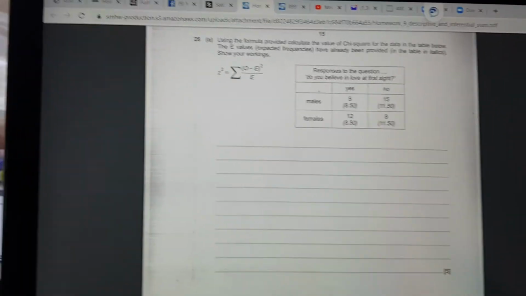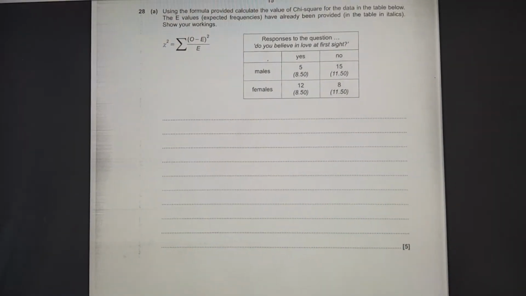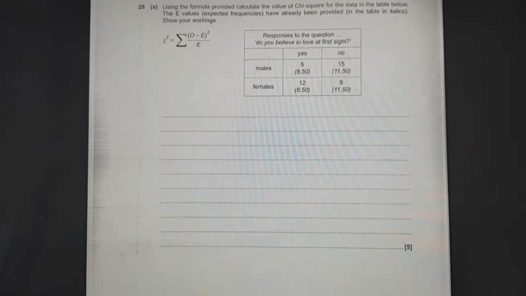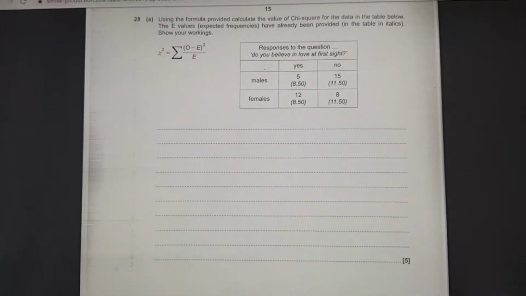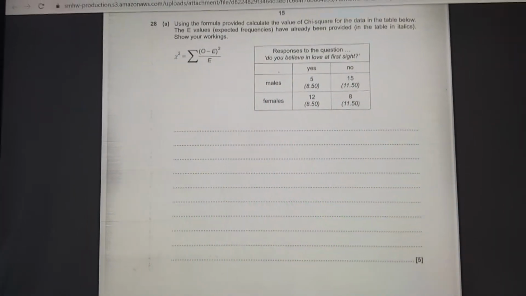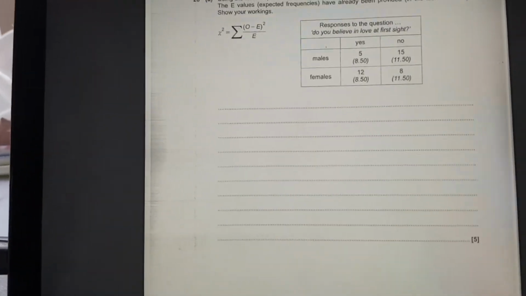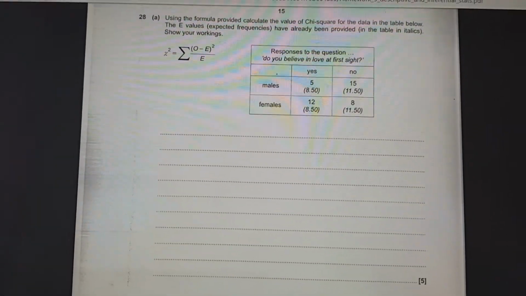And then 28A, this is where people are probably going to get stuck, and it's asking you to calculate the observed value of chi-squared. Okay, so there's 5 marks available. They've done some of the hard work for you. They've worked out the expected values. So those are the ones in the cells, the ones in the brackets. So what you need to do is just work out the calculated value.